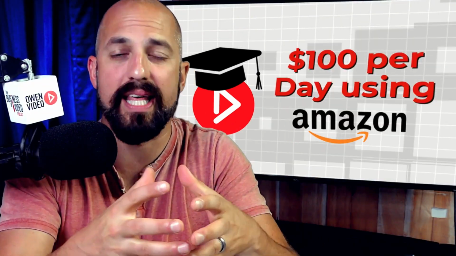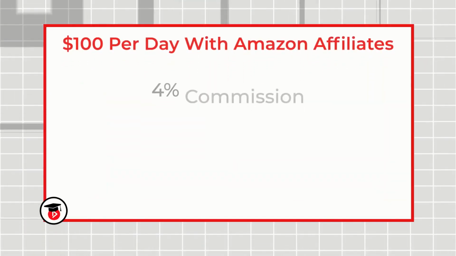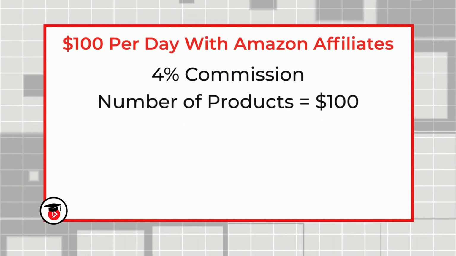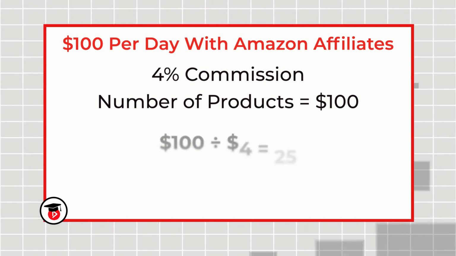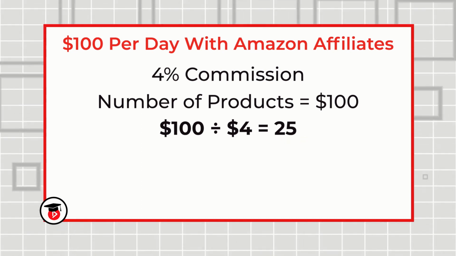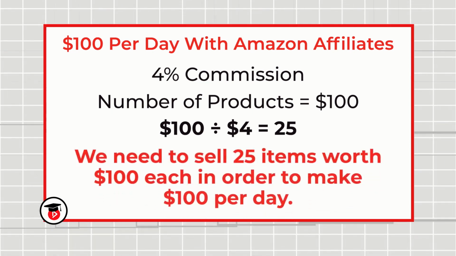So how do you make $100 per day? Well, it comes down to that blueprint equation. At 4% commission, you need to find out how many products you need to sell in order to equal $100 per day. So we take $100 and divide it by $4, which gives us the number 25, which tells us that we've got to sell 25 $100 items at 4% commission in order to make $100 per day on Amazon.